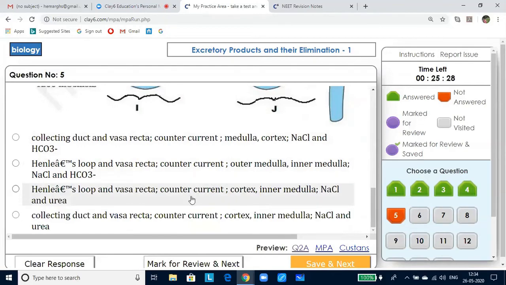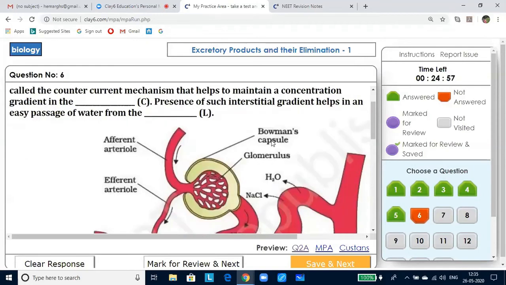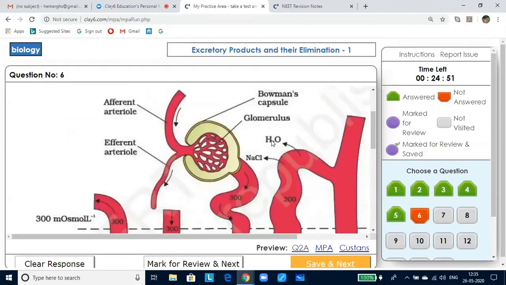So you can have cortex, inner medulla, NaCl and urea. So this is what I had explained to you about countercurrent mechanism few minutes before. Small amounts of urea enter the dash of dash which is transported back to the interstitium by the dash. The above described transport of substance facilitated by special arrangement of Henle's loop and vasa recta is called countercurrent mechanism that helps to maintain a concentration gradient in the dash. Presence of such interstitial gradient helps in easy passage of water from the dash.